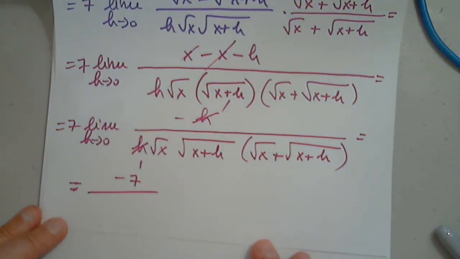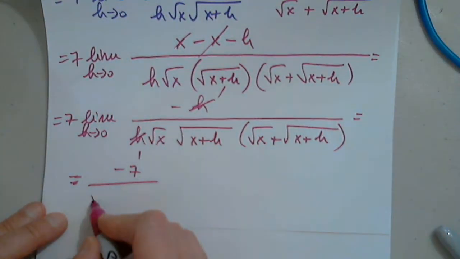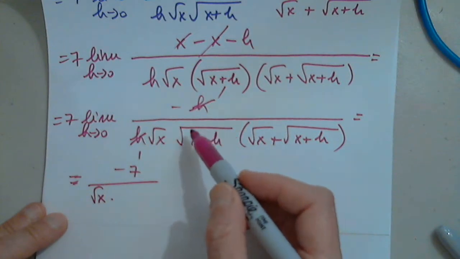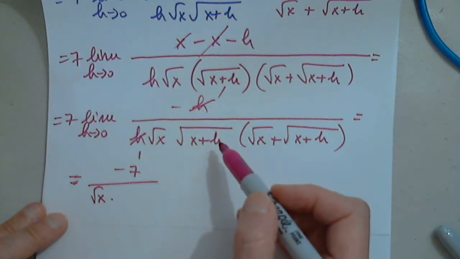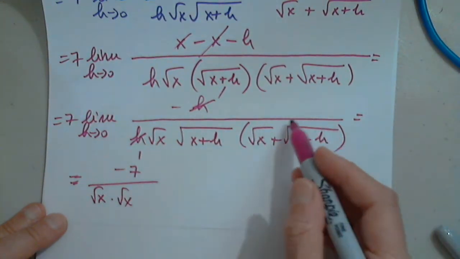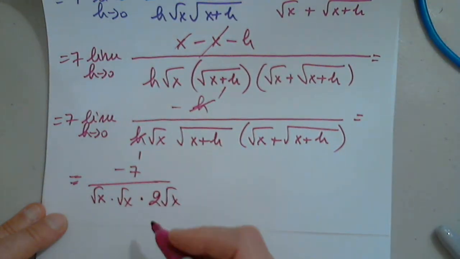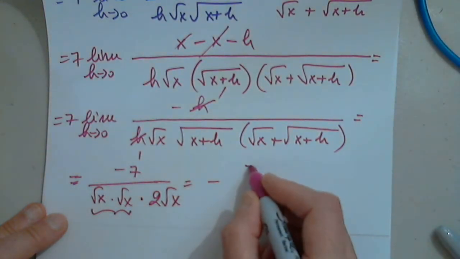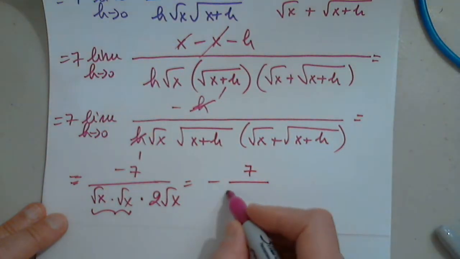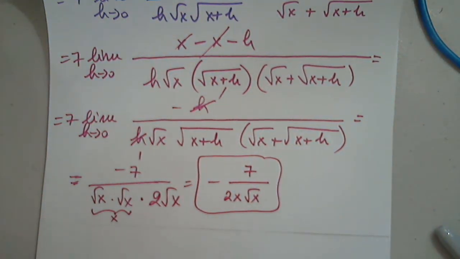Can anyone give us the denominator? Of course, you're going to say the square root of x. What is left here? Square root of x. That's it. And what is left here? 2 square root of x. Very good. How much is this? In general, assuming it's positive, square root of x times square root of x, because this is x. Good.